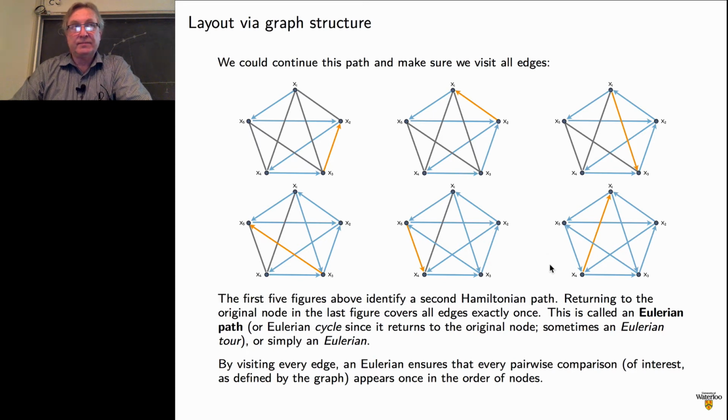Okay? So you just need to know what these names mean. The Hamiltonian visiting every node, the Eulerian visiting every edge. Okay? And it's a cycle if it lands back where it started. Any questions?